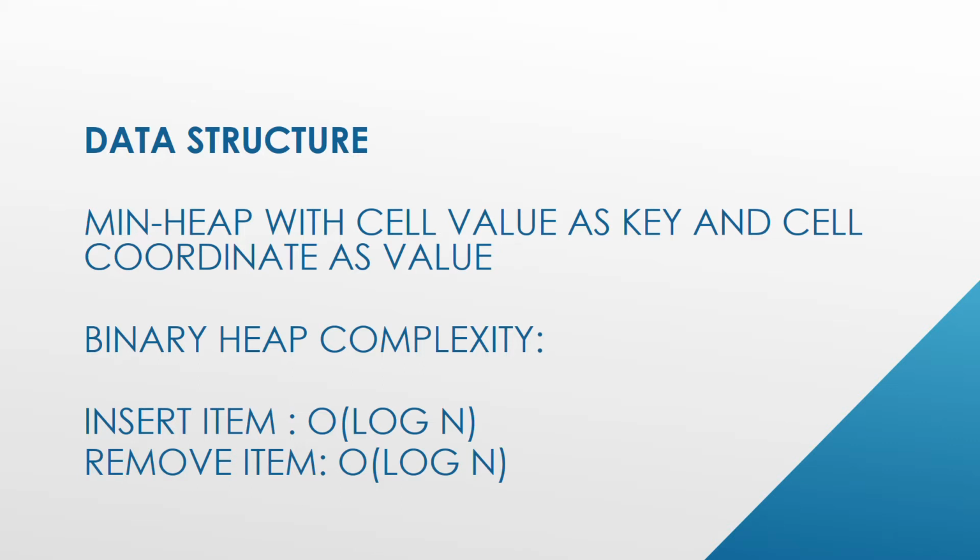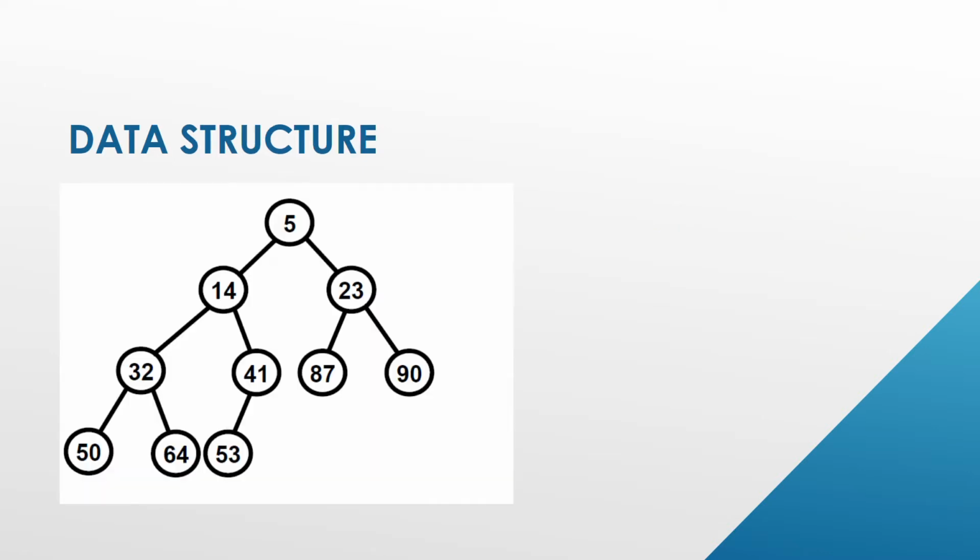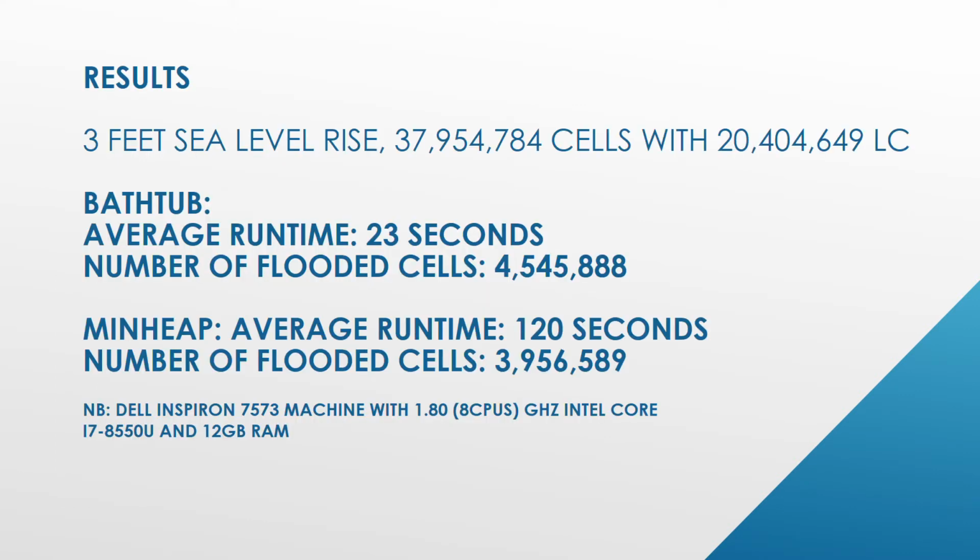So we want to use a binary heap, because the insertion in a binary heap is O(log n), and the removal from a binary heap is O(log n). So this is an example of a binary heap. In the binary heap, all the parent nodes have a key that is less than or equal to the children's keys. So that's an example of a binary heap.